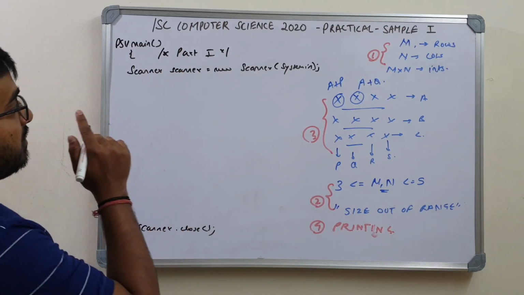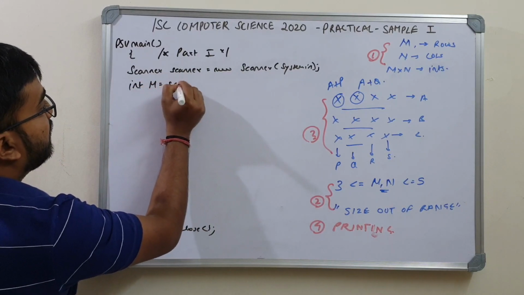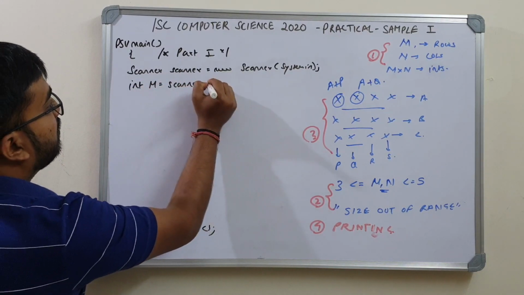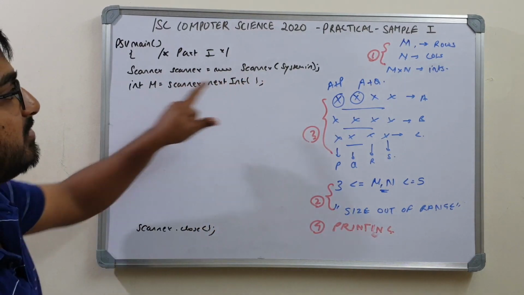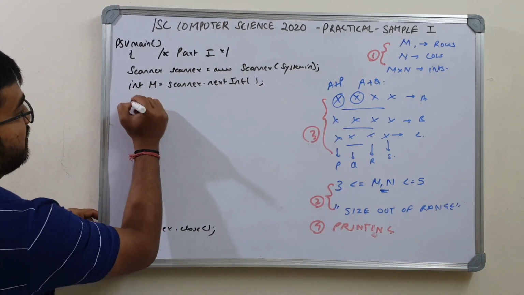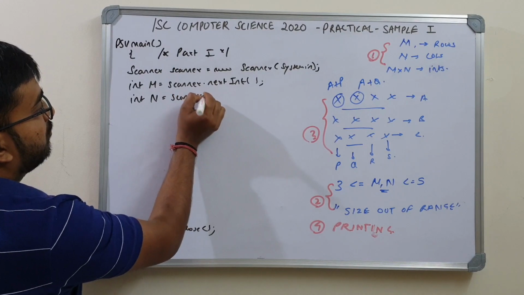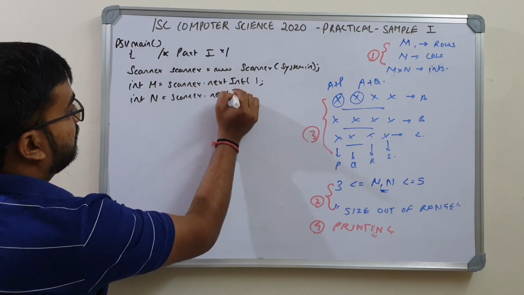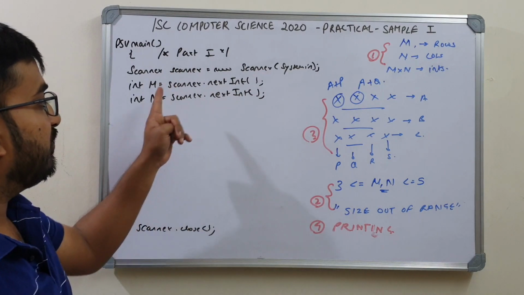Okay. Now I have to read the value of m, so I'll say int m is equal to scanner.nextInt. Simple as that. It reads the first integer entered in the input into m, which is the number of rows. int n is equal to scanner.nextInt. Okay. Now you have values of m and n.